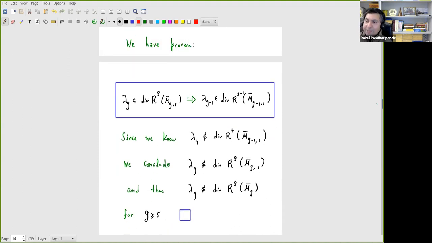So this somehow shows some complexity of lambda g. It's a class you can't make with divisors. Maybe you didn't expect you could make it, but you can't.